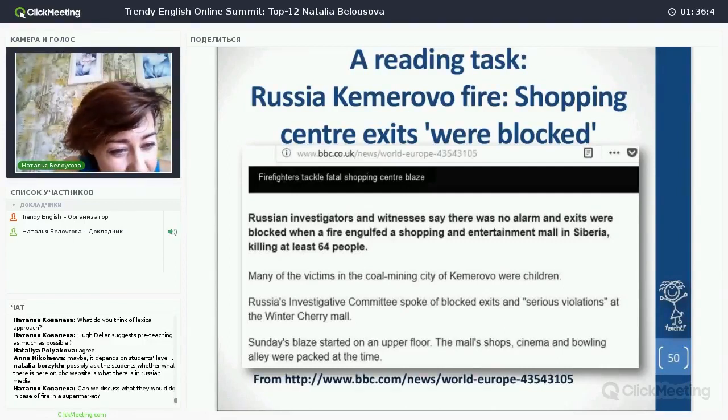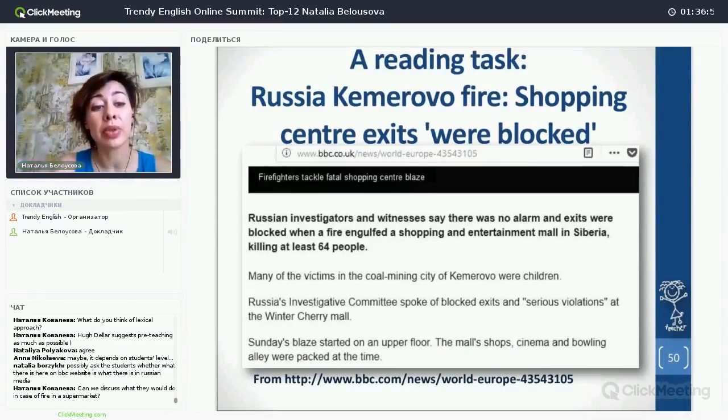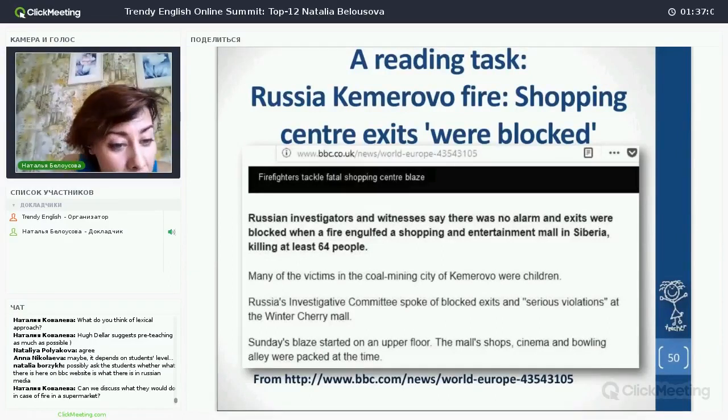So there is another suggestion here. Yeah, this is a very good idea, Natalia. I think compare the information which is given in the article with something you've heard on the Russian mass media. Great, because it's all about critical thinking and being able to compare things, a very useful life skill.